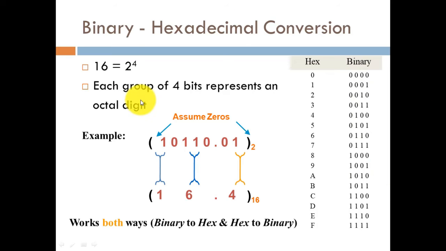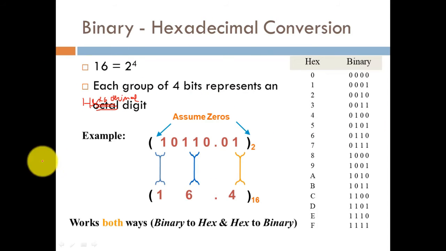Again, if we closely observe, 16 is equal to 2 to the power 4, so we need to take groups of 4 bits. Each group of 4 bits represents a hexadecimal digit. Here, a correction: on the slide it says octal digit, but it has to be hexadecimal digit. For an octal digit we need a group of 3 bits, but here it is showing a hexadecimal digit.